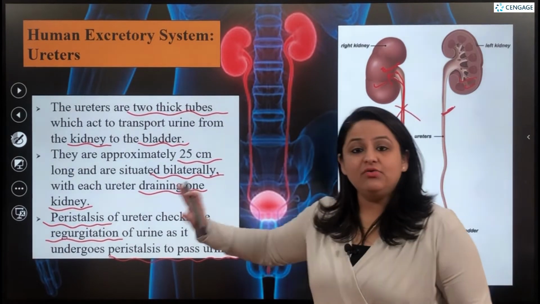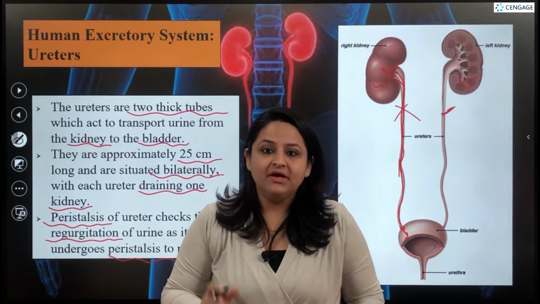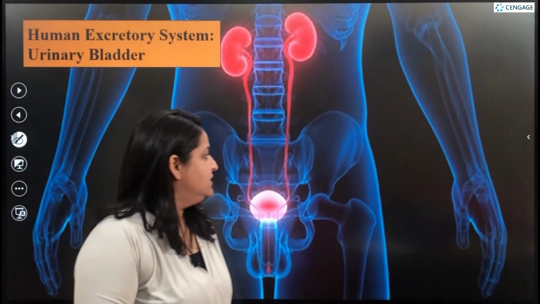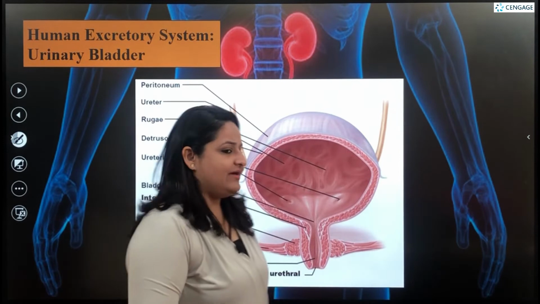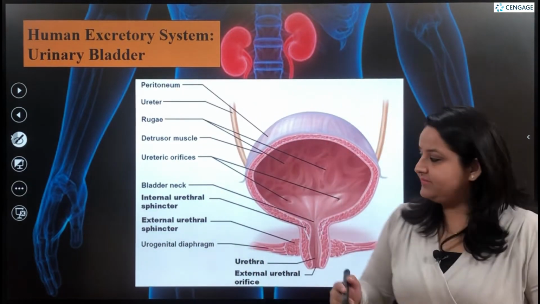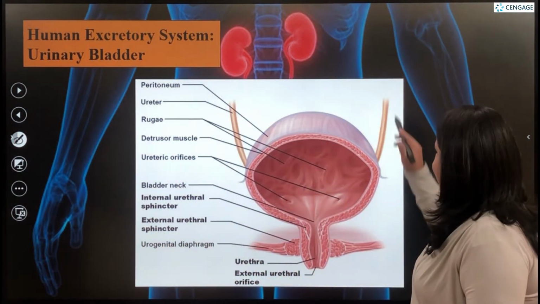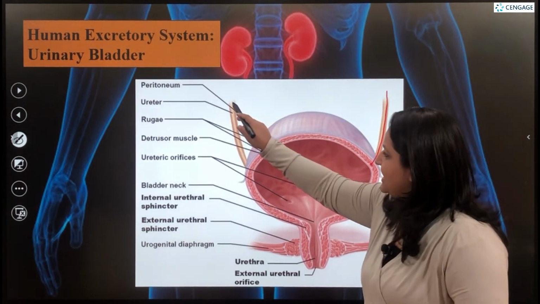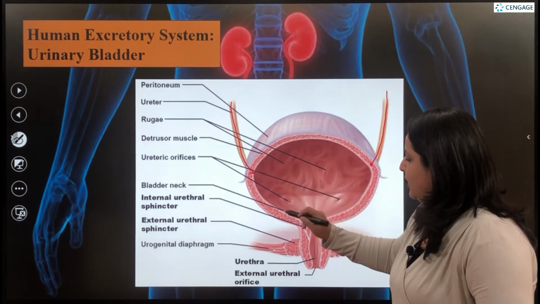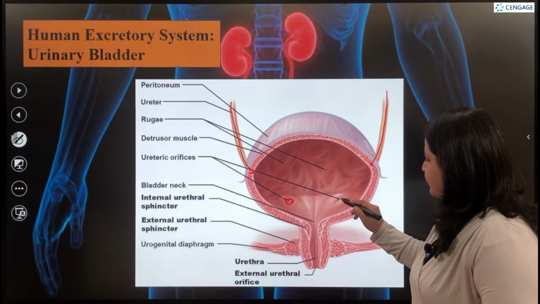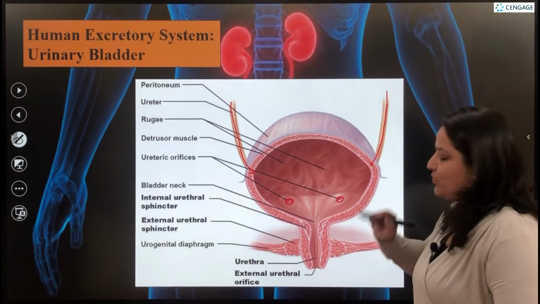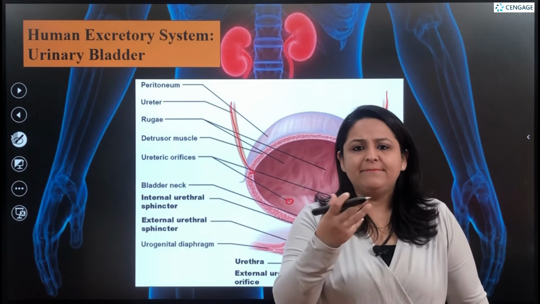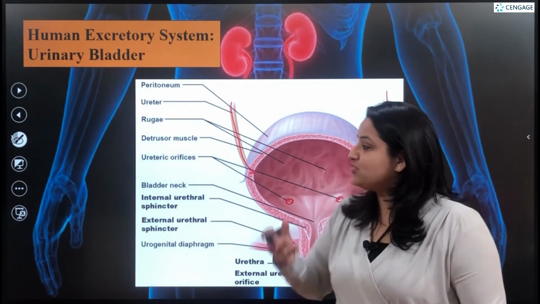So this is something about ureters that we had to discuss. Now let's talk about the urinary bladder. This is a picture of a urinary bladder. We can have a look at it. This is the whole urinary bladder and you can see these are the two ureters which are draining inside the urinary bladder. They are opening from here. The opening of the ureters is over here. As you can see, a urinary bladder is a pear-shaped structure. It is hollow.